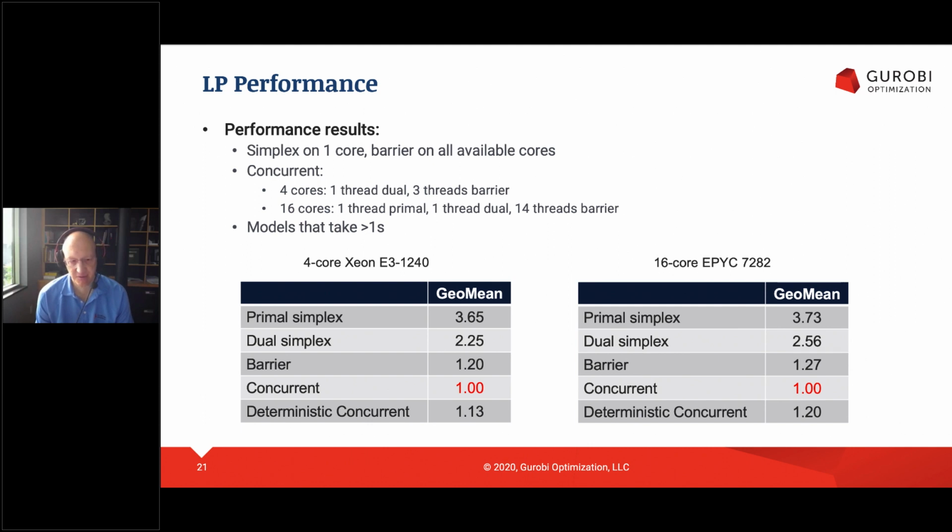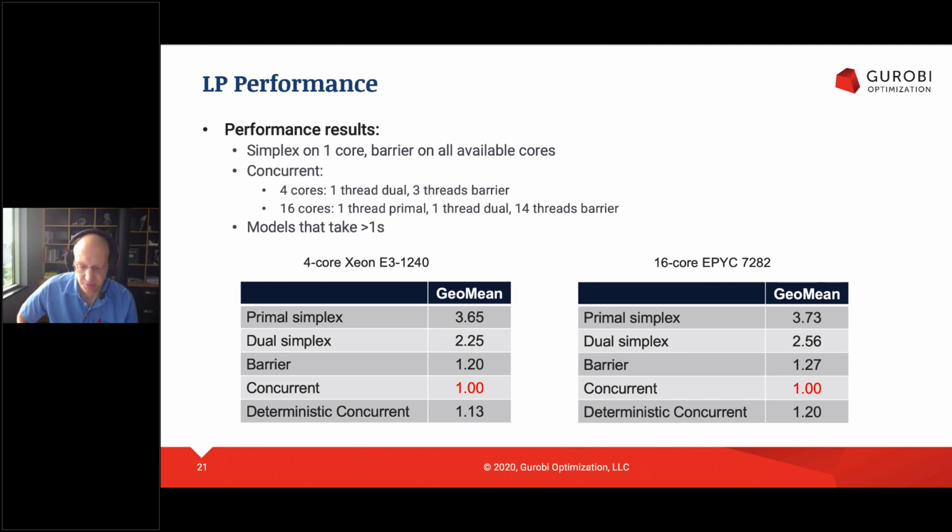Note that if we're running a simplex algorithm, we'll just use one of the cores in the machine. If we're just running barrier, we'll use all the cores for barrier. Otherwise, the cores are applied as indicated on the previous slide. We're just looking at models that take more than 1 second from our test set. What's reported in the table is geometric means of ratios of runtimes. We've just chosen concurrent, which is our default, to be 1.0. So that's just an arbitrary baseline.